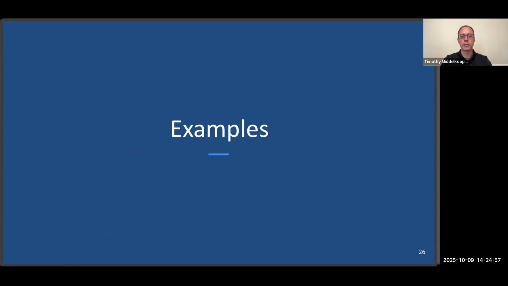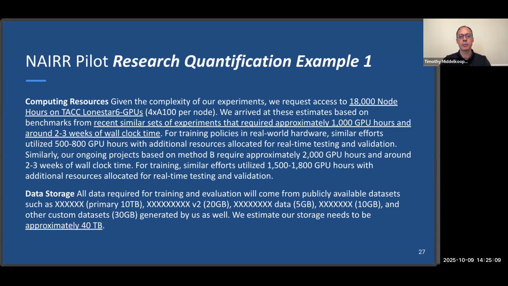We'll now go over some examples, some good, some not so good. The following examples are based upon actual proposals. The NAIRR Pilot website hopes to post full exemplar proposals soon. Take a look at this example. What do you think? Is this a good resource justification?